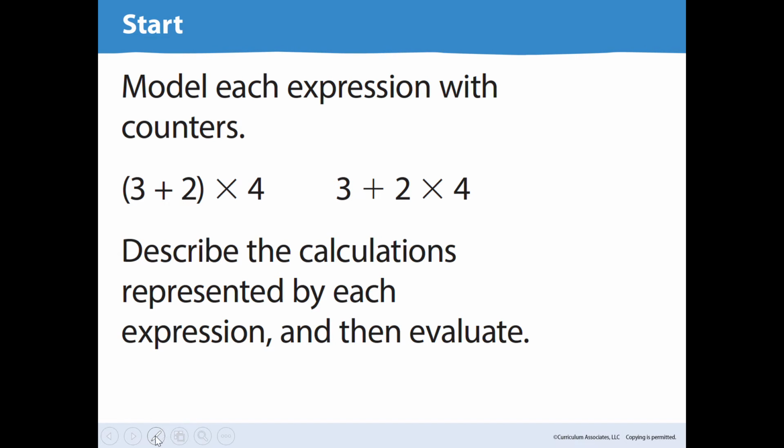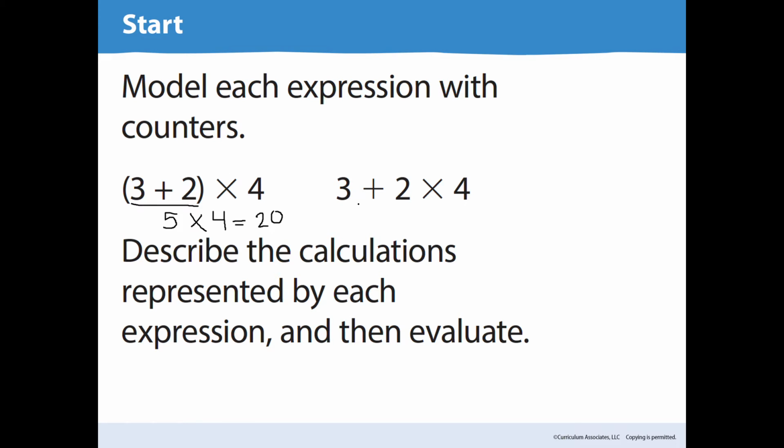Okay, looking at the first one, we are going to be doing the parentheses first. So that's this 3 plus 2 goes first. So we have 5 times 4 equals 20.